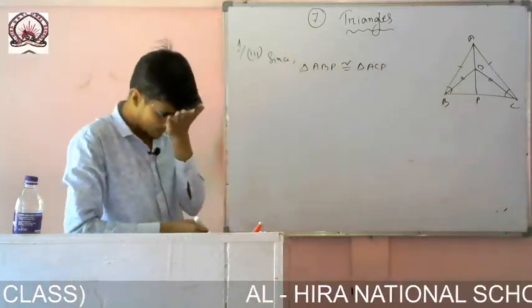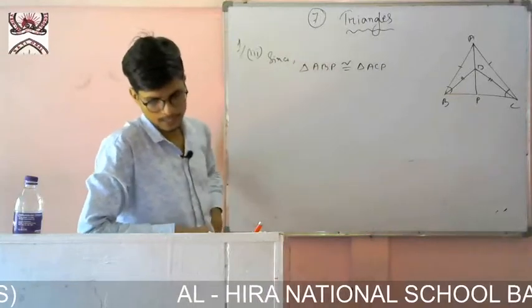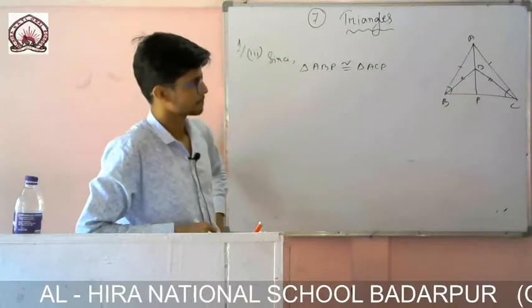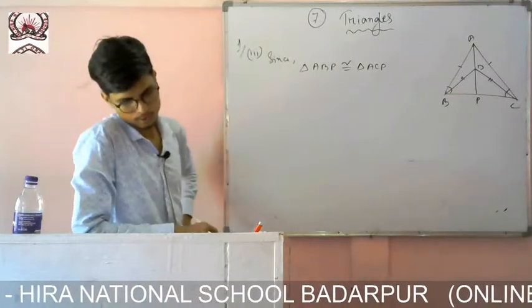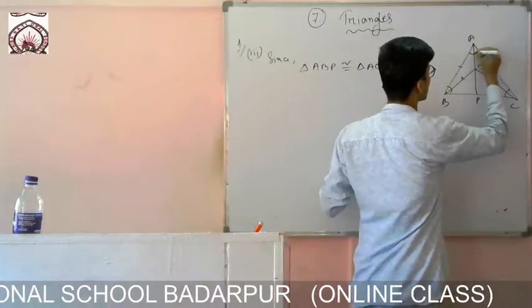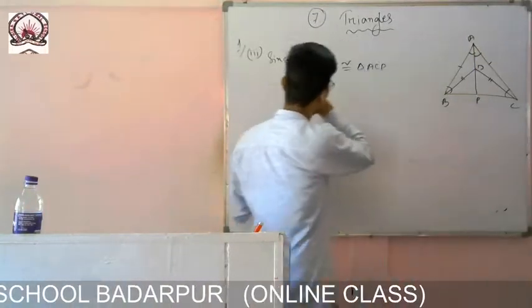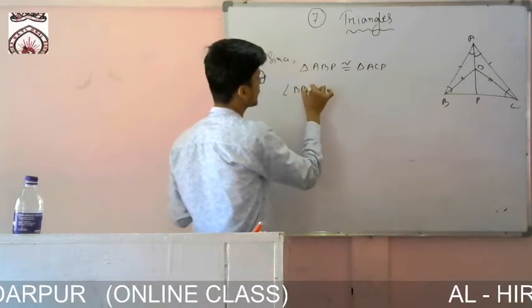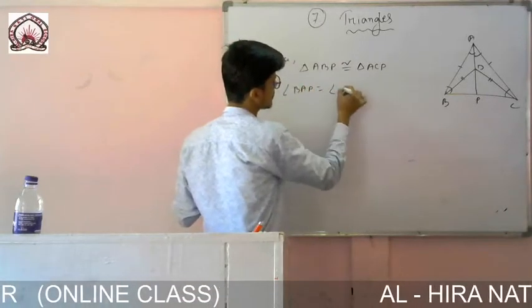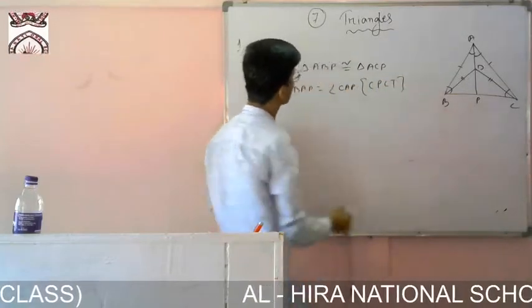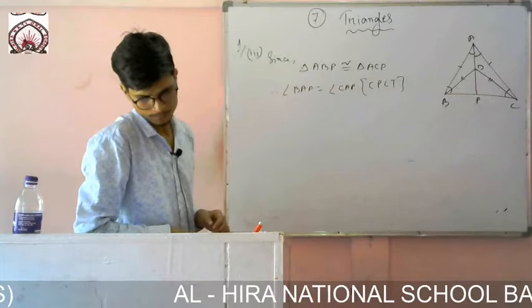Okay, so I will use this one. If these two triangles are equal, then their corresponding parts also will be equal. That means this one will be equal to that one. So I can write, therefore, angle BAP equals angle CAP, and this will be CPCT.